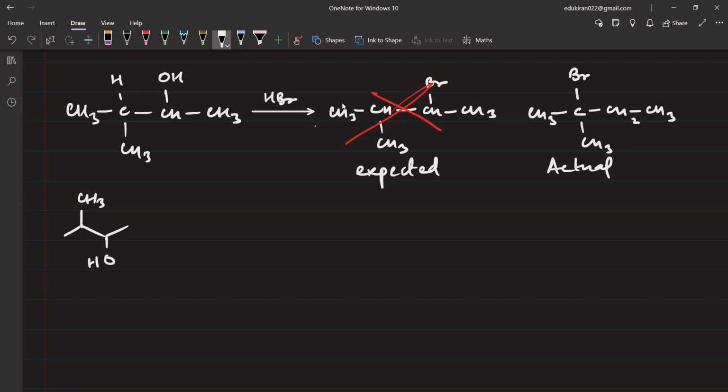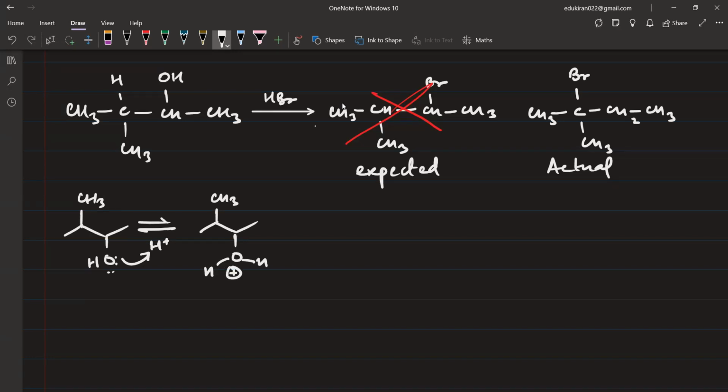Now, in the presence of HBr, it is first of all going to look at the H plus ion. We'll have the H plus ion here. The oxygen is going to attack this H plus, because electron source to electron sink. Then the CH3 will be as it is. This will be O, H and another H with a positive charge on the oxygen atom.